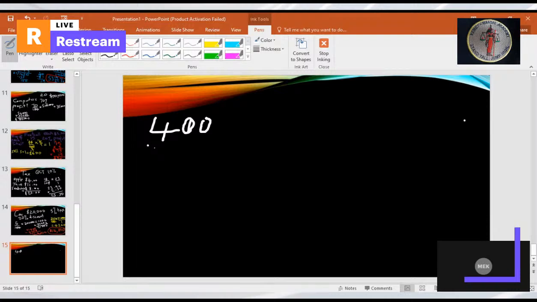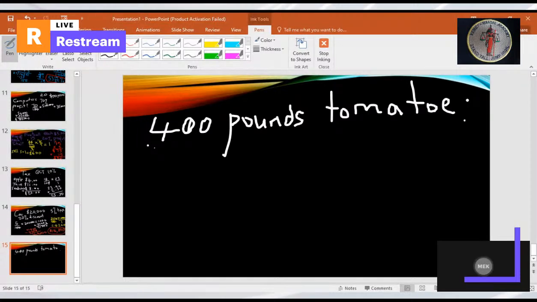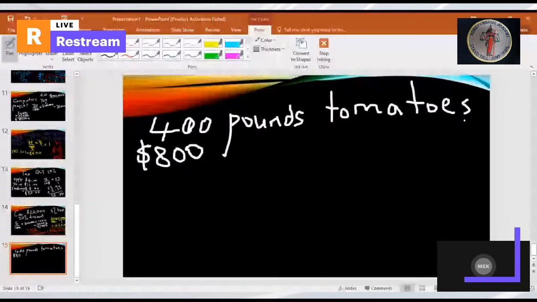Of tomatoes, right? But you know she's going to have a lot of people come to the market, so she has pounds of tomatoes. She paid for this 400 pounds of tomatoes, for the whole 400 pounds, she paid $800. Okay.